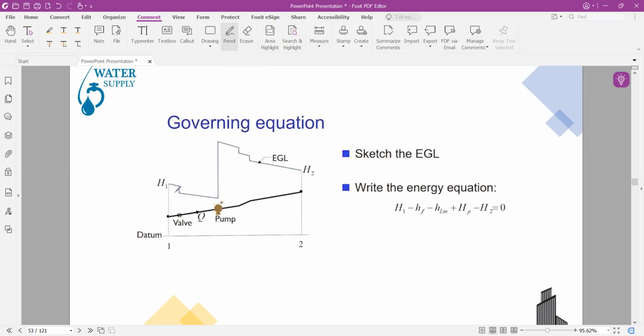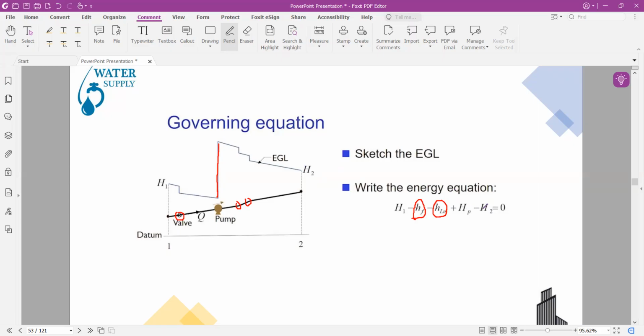the total head is equal to the losses that occur due to friction throughout the pipe, and also due to the valve and due to the bend, minor losses. This is basically the losses due to the bend and the valve, and this is basically the HP, the head given by a pump. So this is basically adding a head. Therefore, we give a plus sign to it, and it is finally equal to H2.